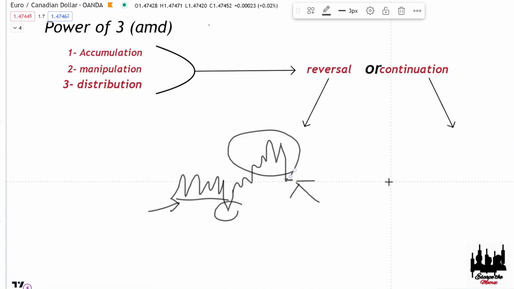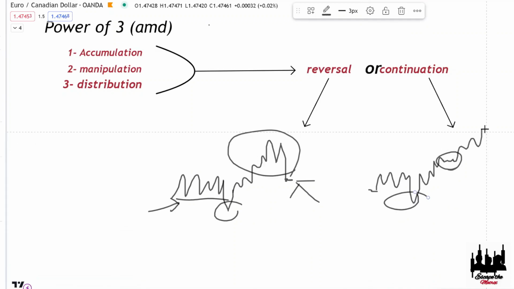In the continuation, price would accumulate, manipulate, expand, fake reversal, which would be a base, a consolidation, to later on expand. So the price would open right here. This would be our wick, and the price would close right here, a closed candle, or maybe even a slight retrace for a small wick, but there would be no reversal. So this is the difference.